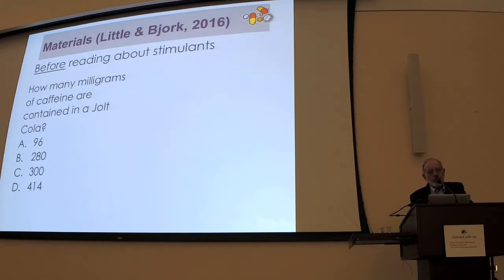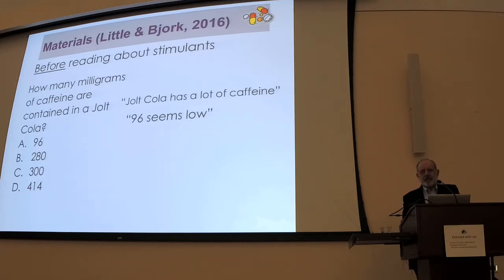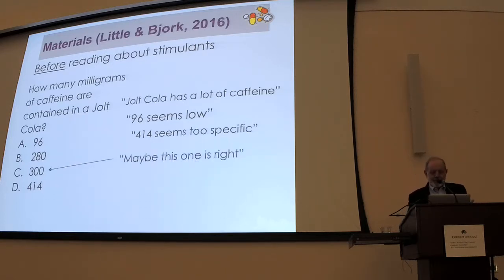I'm just going to show you an example of the materials we used rather than show you the actual results. This was one where they're learning about stimulants. They were very interested in the materials in this experiment. How many milligrams of caffeine are contained in a Jolt Cola? Well, with the multiple choice question, we envision that things like this happen. Wow, I know Jolt Cola has a lot of caffeine. But 96 seems too low. 414 just seems way too specific. Maybe this one's right. So they choose that.